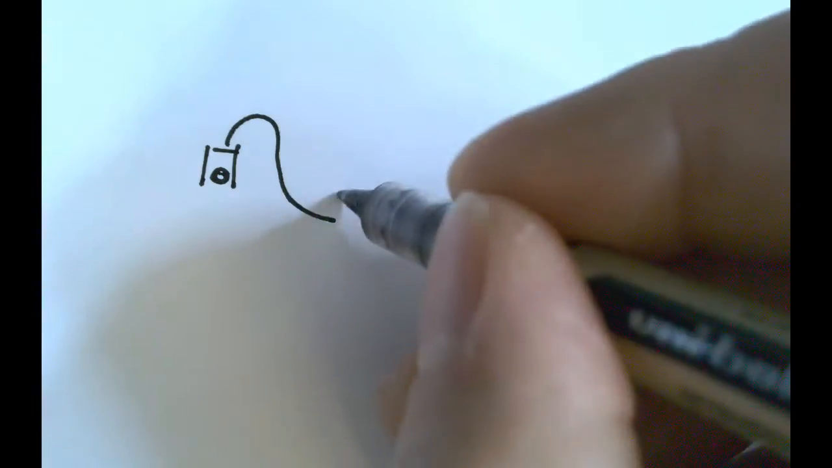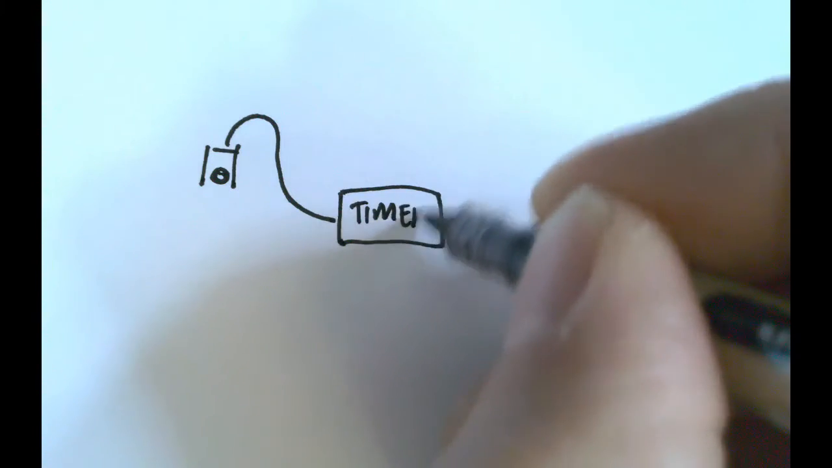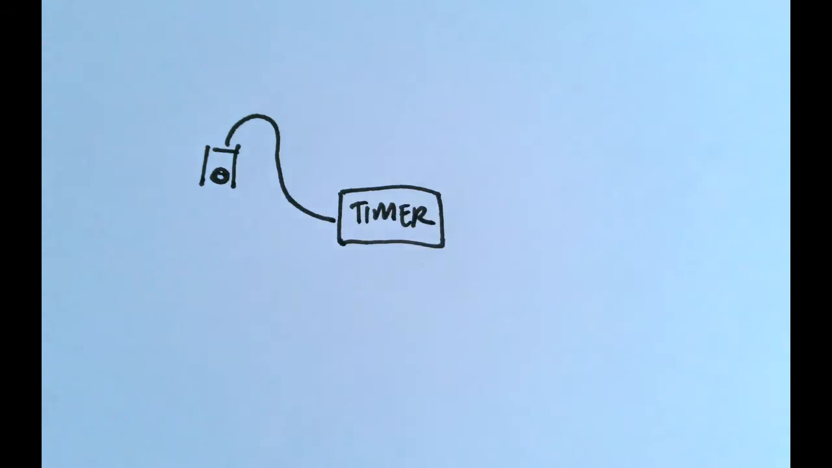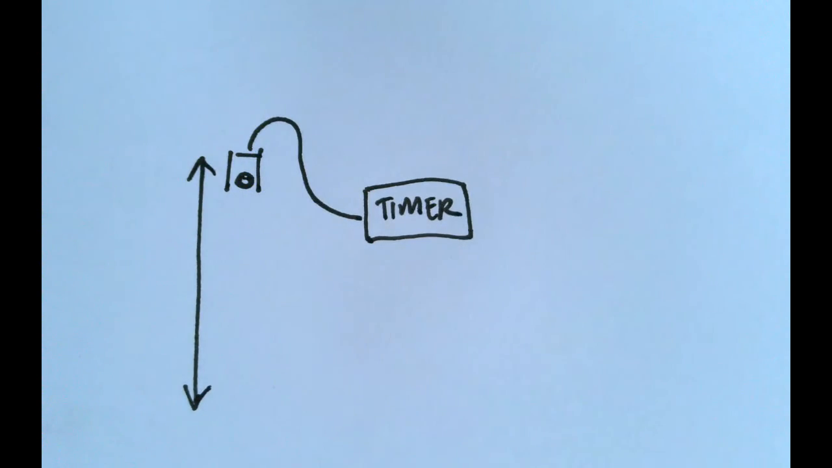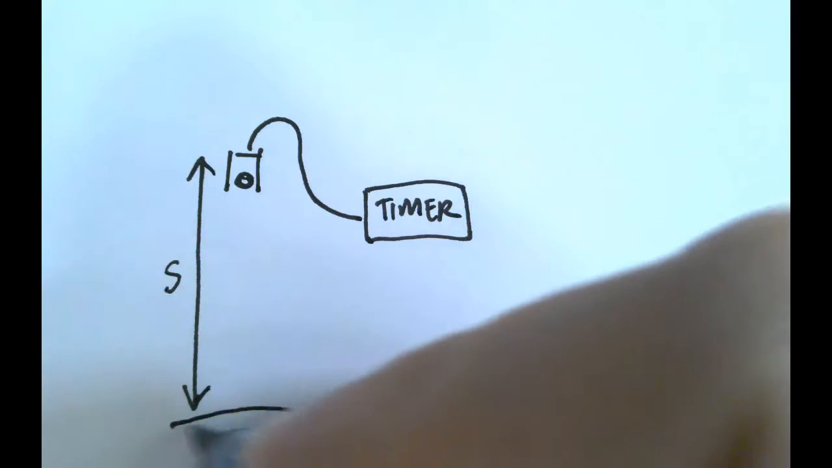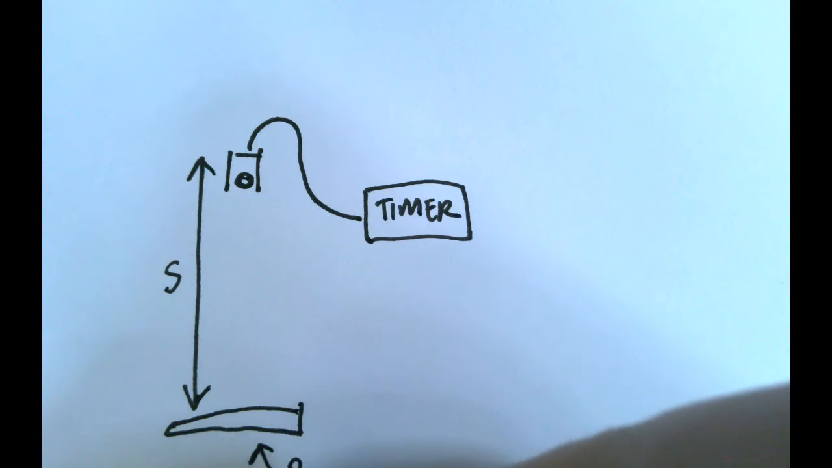And this thing that drops a ball is going to be connected to a timer, and it's going to fall a known height, and that height's going to be measured with a meter ruler. So this is our s, and then it's going to hit a pressure switch.